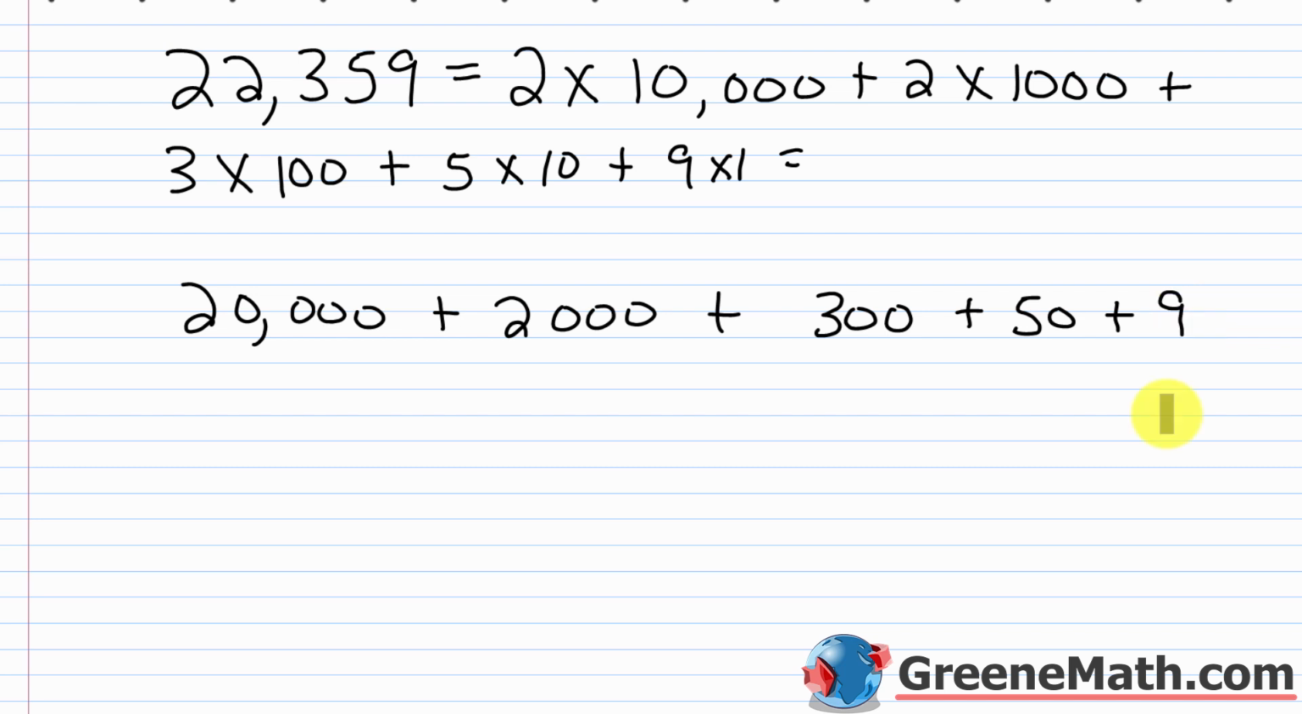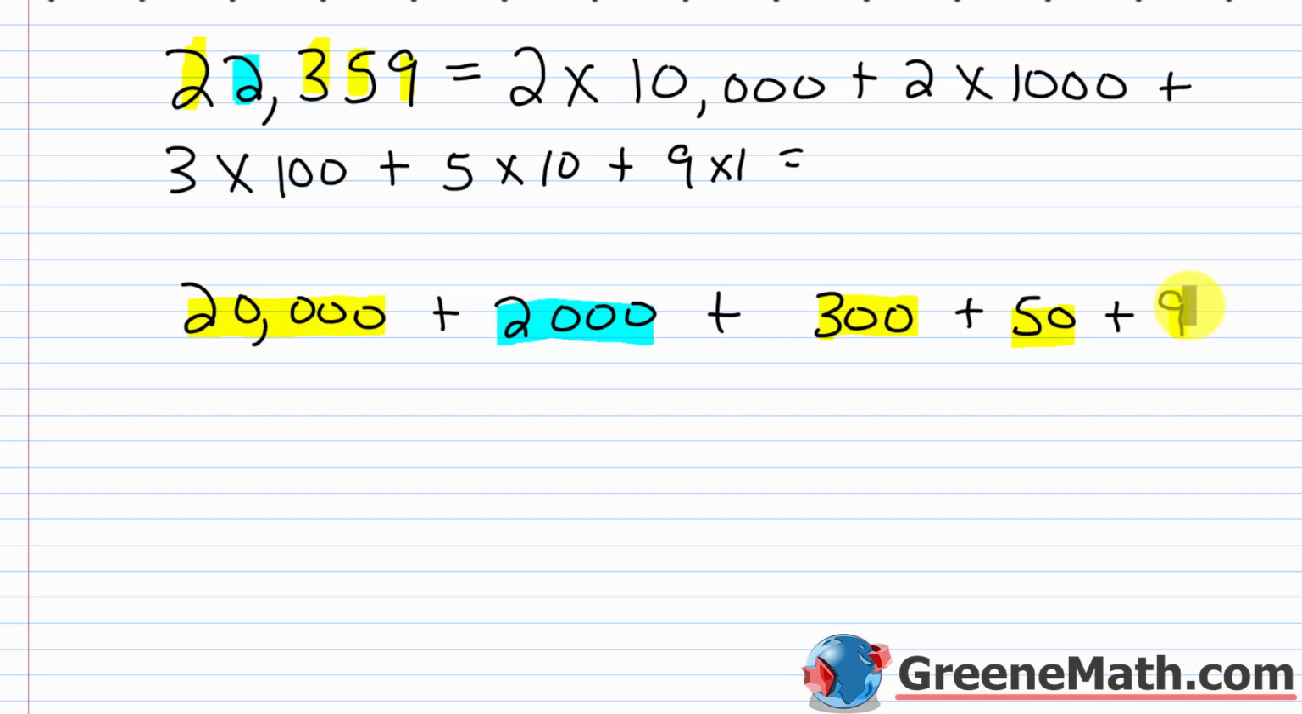So again, by writing this number in expanded notation, we can see the true value of each digit in the number. This 2 has a value of 20,000. This 2, let me do it in a different color because they're both 2's and are side by side, has a value of 2,000, right? It's in the thousands place. This 3 has a value of 300. This 5 has a value of 50. And then this 9 has a value of just 9.